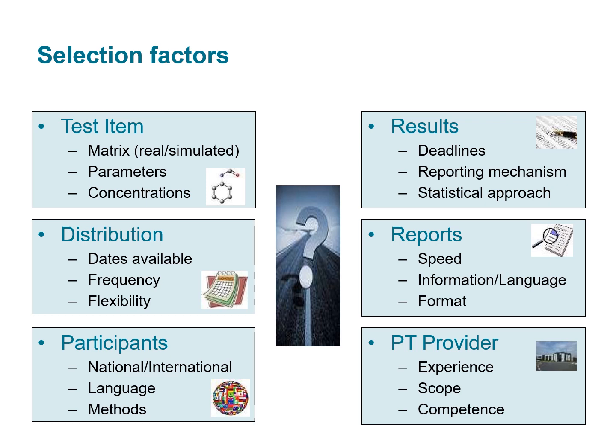So results: the deadlines, the reporting mechanism, and the statistical approach, what type of statistical approach that we are going to choose. Okay, is it ANOVA or something like that? So report: language, information, format, and the PT provider. So class, when we are choosing a PT provider, we have to investigate their background, such as whether the PT scheme really meets our scope or not, the competence of the PT provider, and the experience of the PT provider, which is very important.